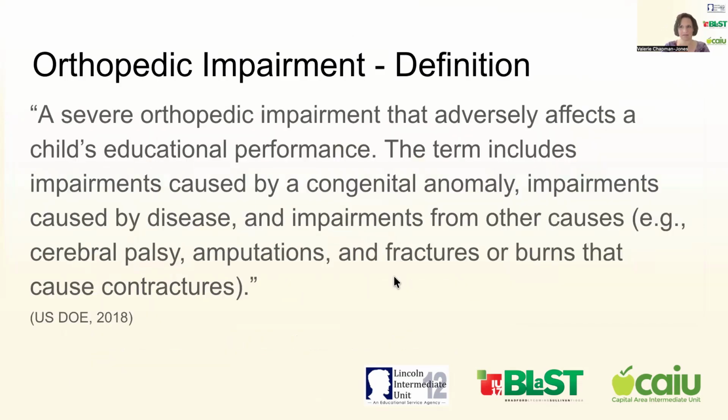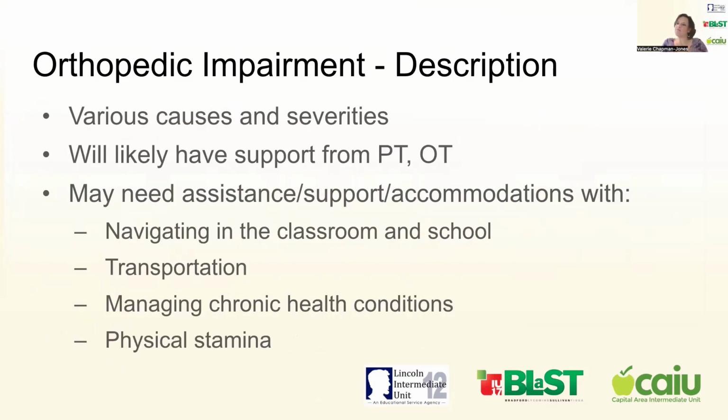Orthopedic impairment. Please pause the recording and take a second to read over the definition of an orthopedic impairment. There are many different causes of orthopedic impairments. Some students could be born that way. And the severities can range. It could be a limb difference, for example, whether they were born with a limb difference or there was an accident that resulted in a limb difference.